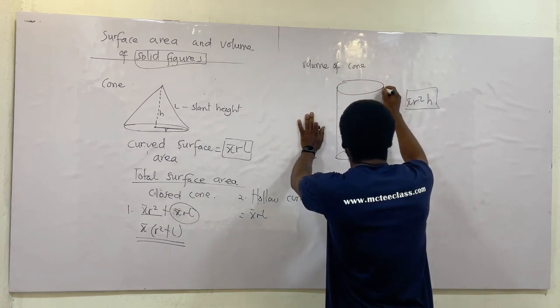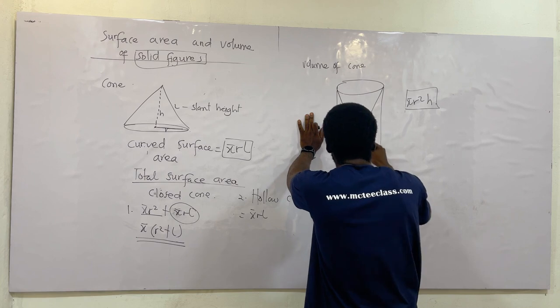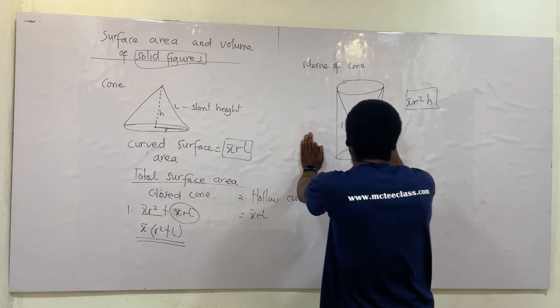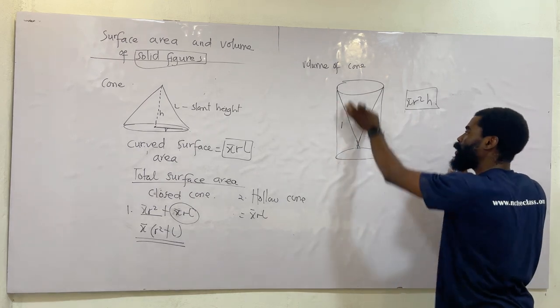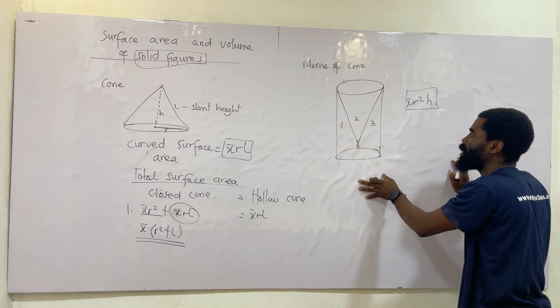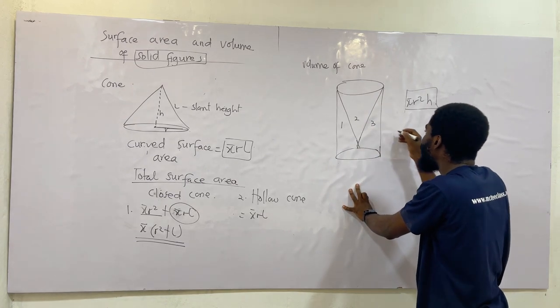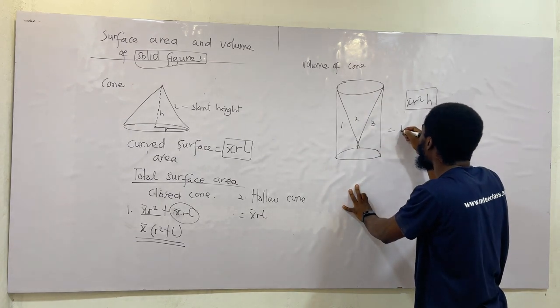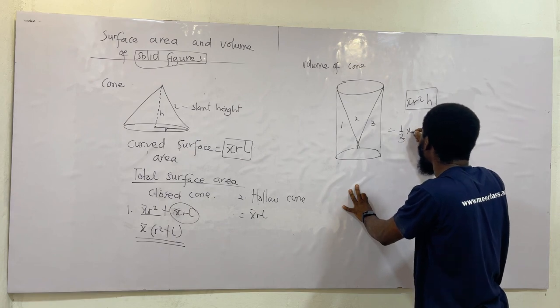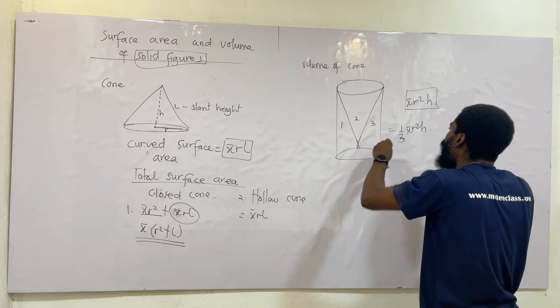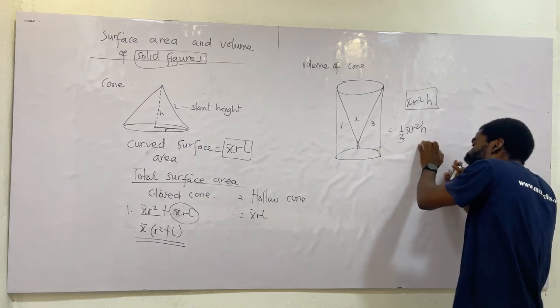Now, when I do this, look at something for me. When I do this, you can see that I have 3 cones. 1, 2, 3. I hope you can see. This is a cone, that's another cone. Understand? That means 3 cones will give you one cylinder. Hence, the volume of a cone equals 1/3 pi r squared h. 1/3 of what? Of the volume of a cylinder.